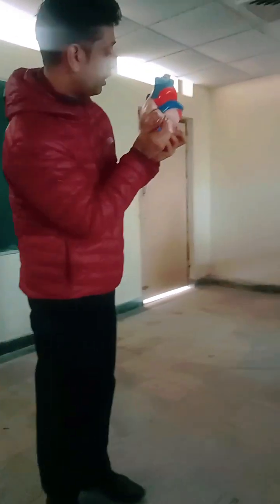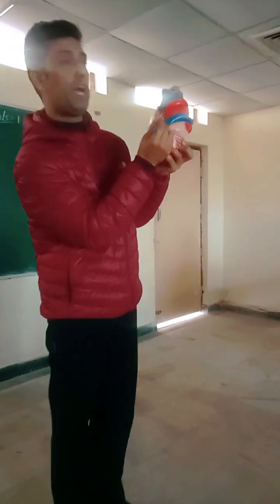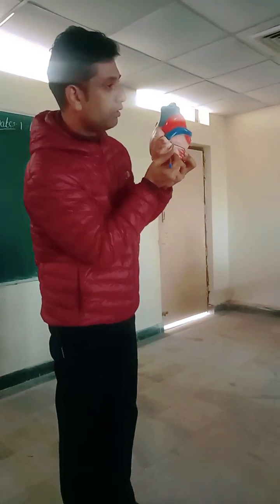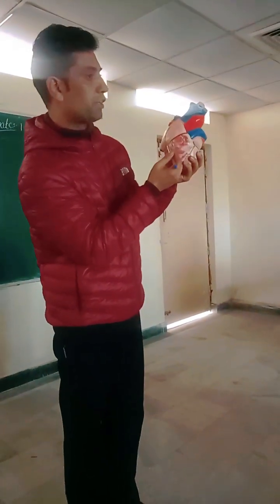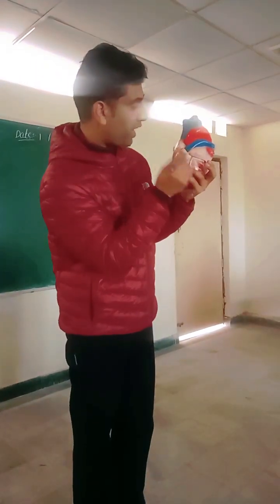Which artery is this? The coronary artery, from the base of the aorta. Which artery is this? Up to here, the left coronary artery. This is actually the left coronary artery, but it has been divided into branches. And this is the right coronary artery. We have explained it so far.